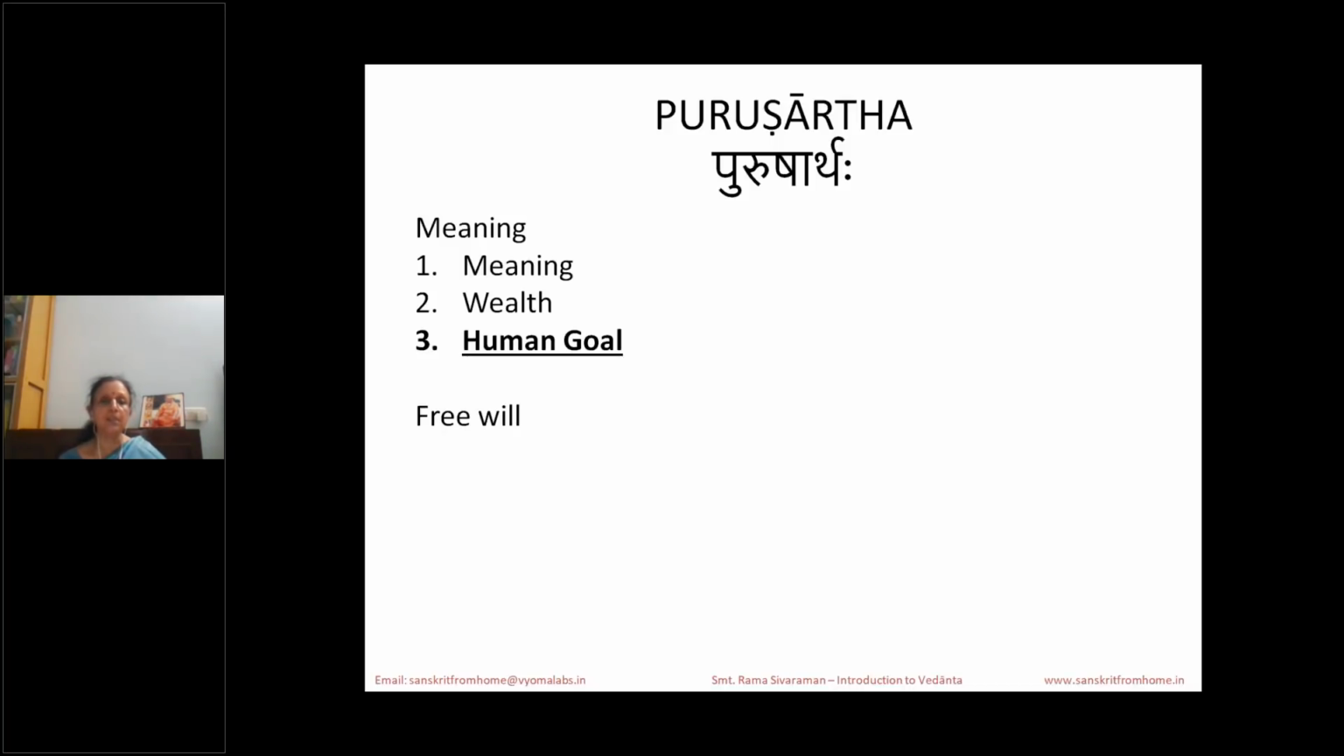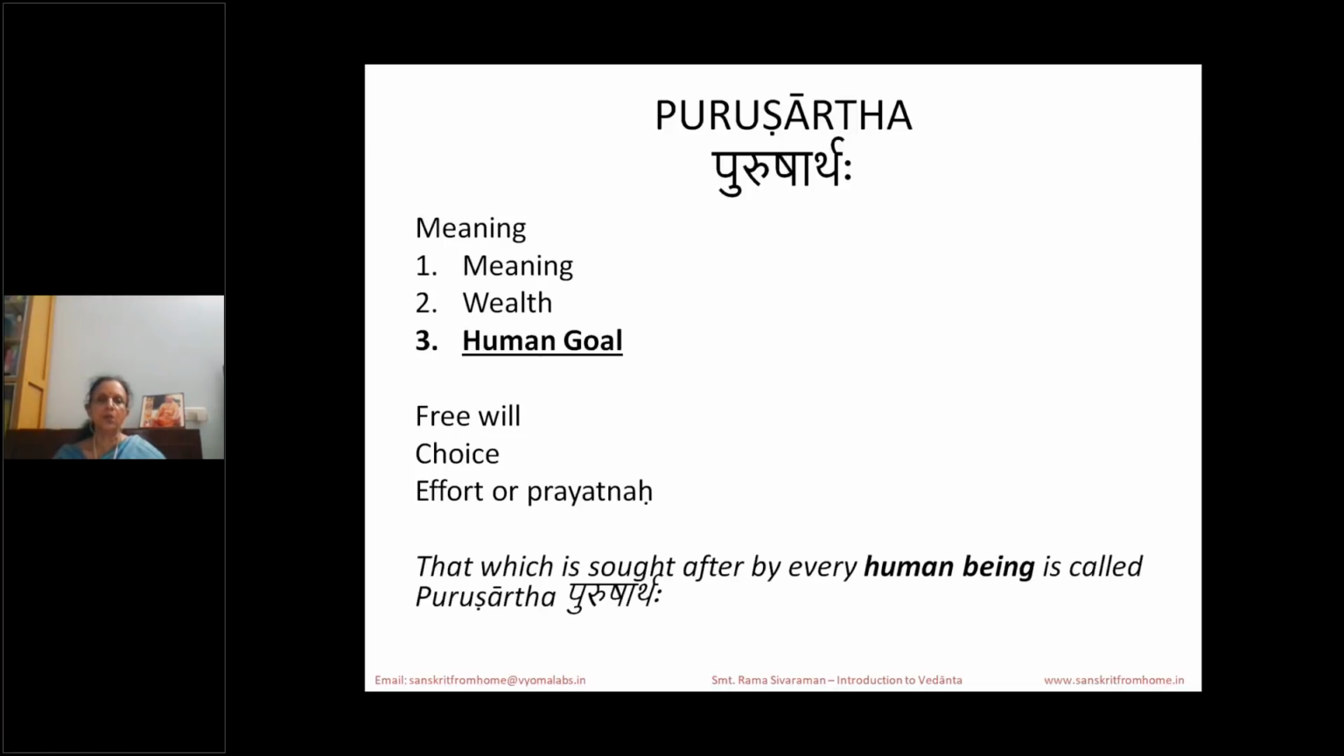Or it can refer to certain other effort, right? But here we are talking about Purushartha, which is in particular referring to human goal, right? And because of the availability of Purushartha, the human beings become very distinct or different from other living beings. So that which is sought after by every human being is called Purushartha.